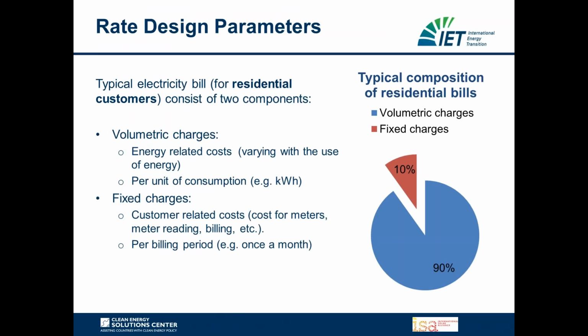For the residential sector, we normally have two options. Either we have entirely volumetric charges, so 100% of the charges are volumetric. In some cases, you also have a small fixed charge component, which is usually implemented to recover the cost associated with metering, meter reading, billing of the utility, etc. So this is what a usual residential customer bill would look like. Even small-scale commercial customers usually have this type of structure.